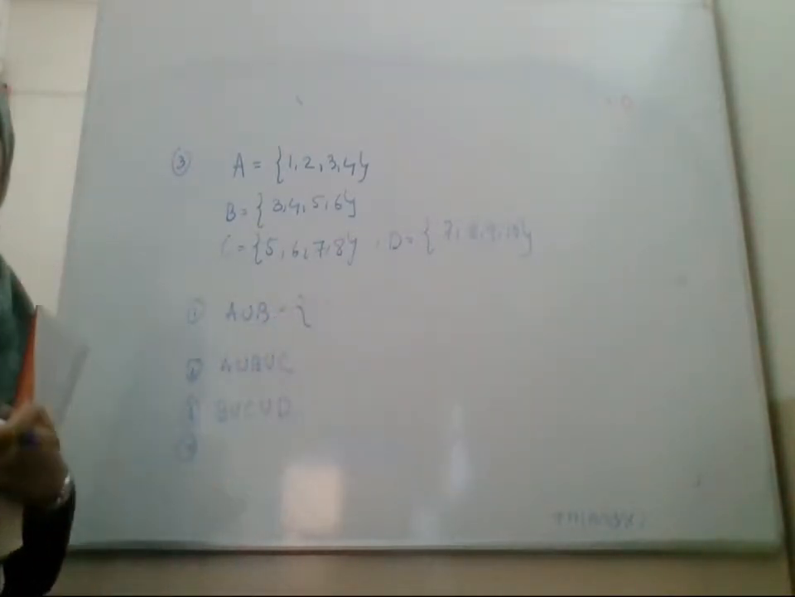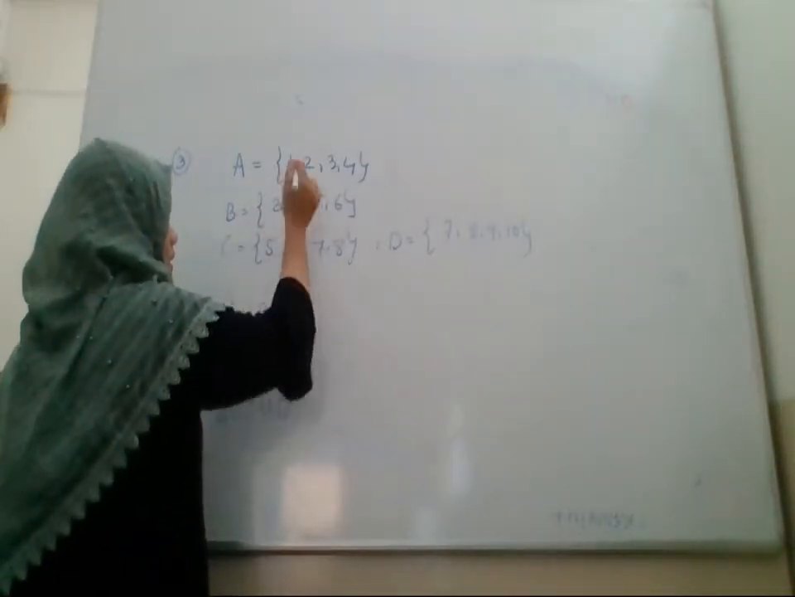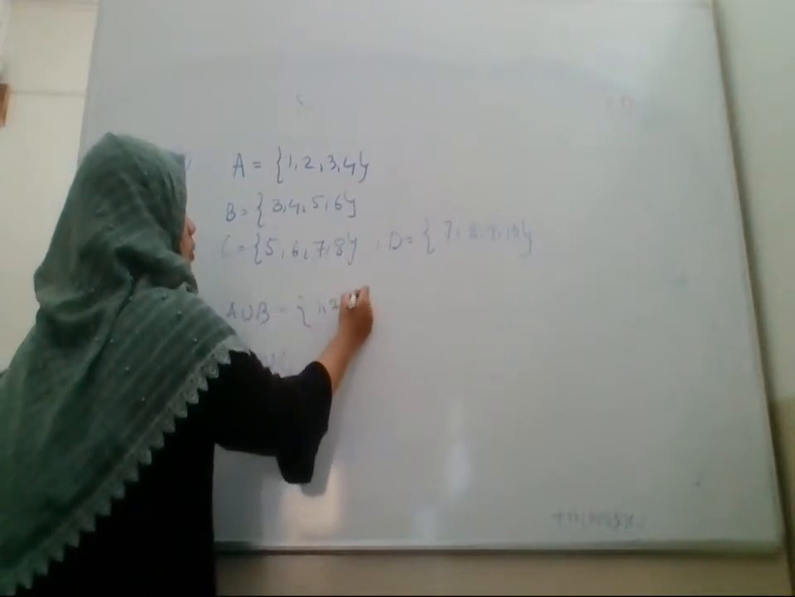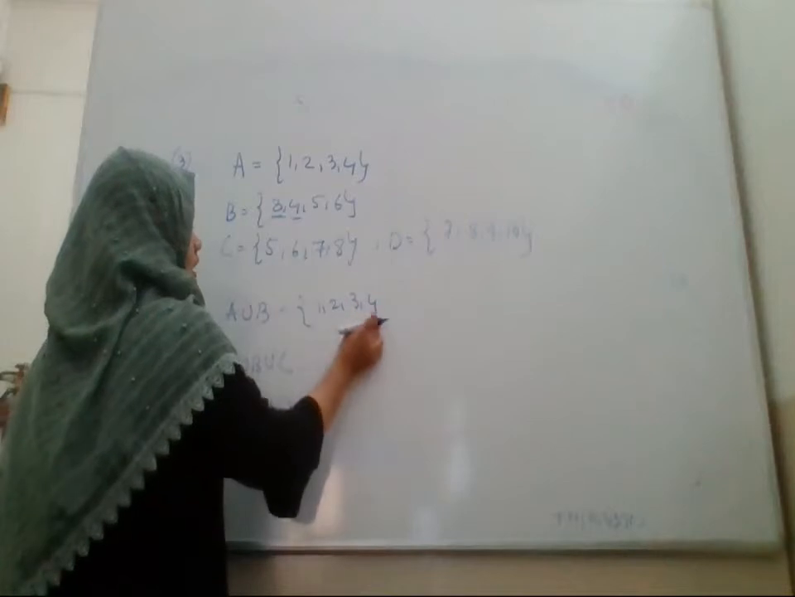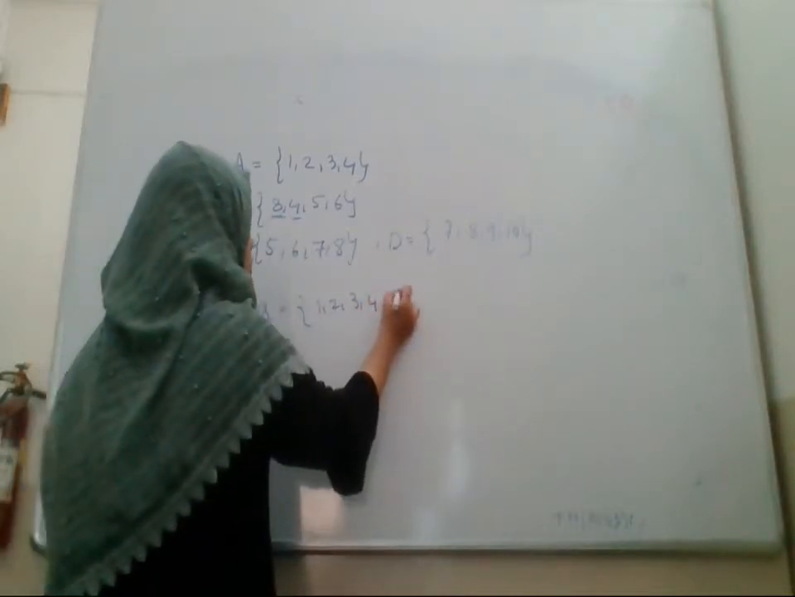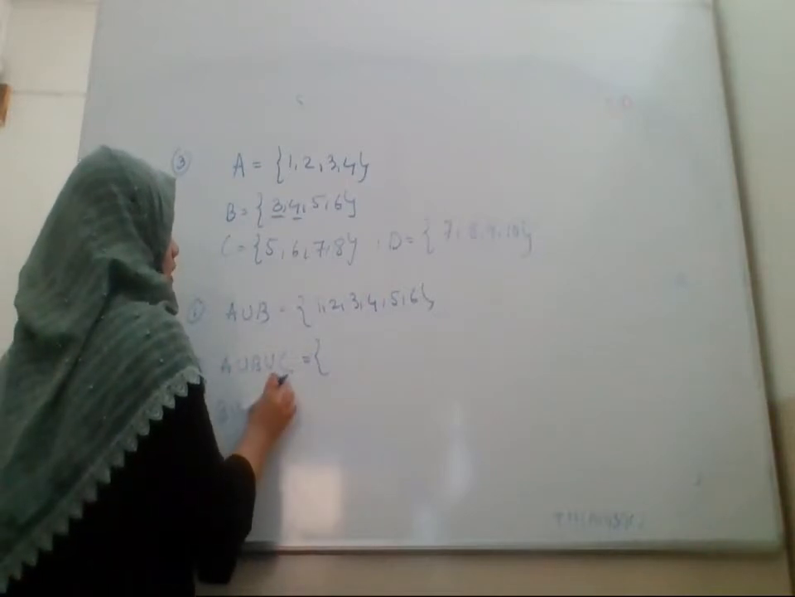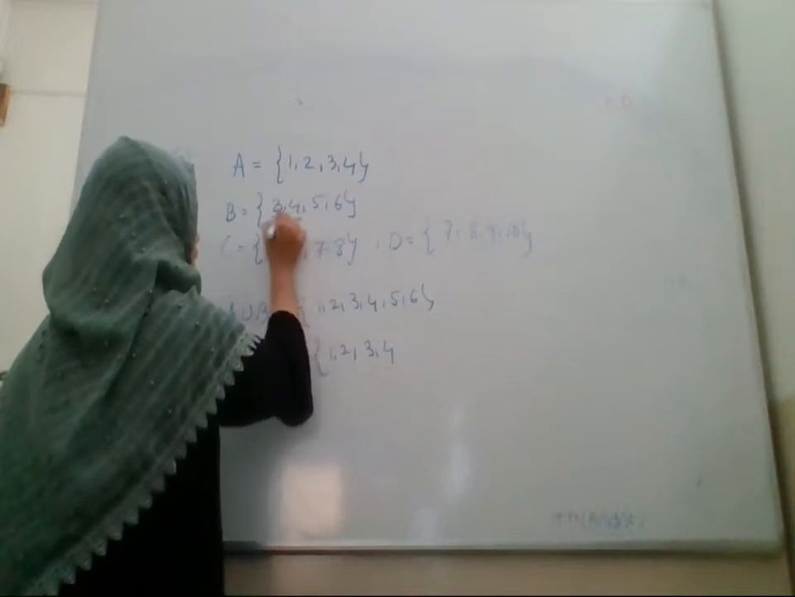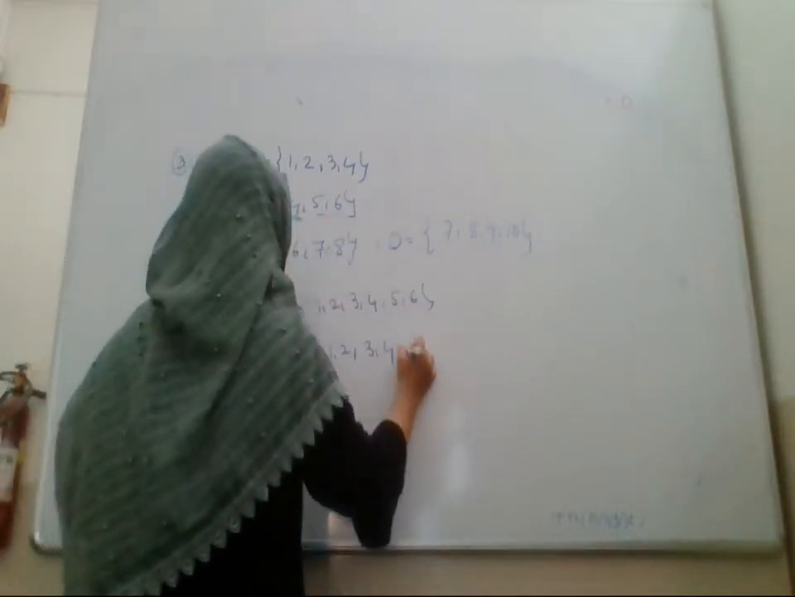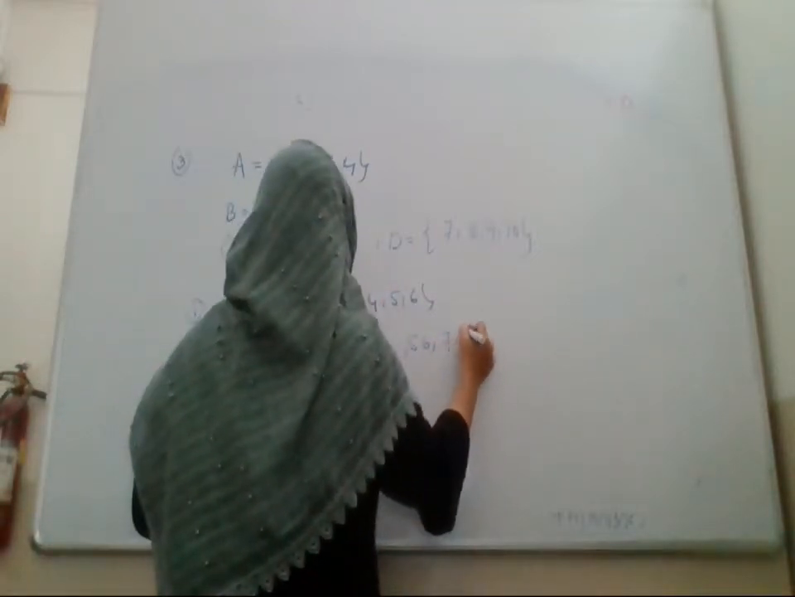As we know, union means you have to write down all the elements except the repeated. So here 1, 2, 3, 4. We will not write 3 and 4 again as we have written it. So it will be only 5 and 6. Now what is A union B union C? It will be 1, 2, 3, 4. Do not write 3, 4. It will be 5, 6. Then don't write 5, 6. Then it will be 7 and 8.